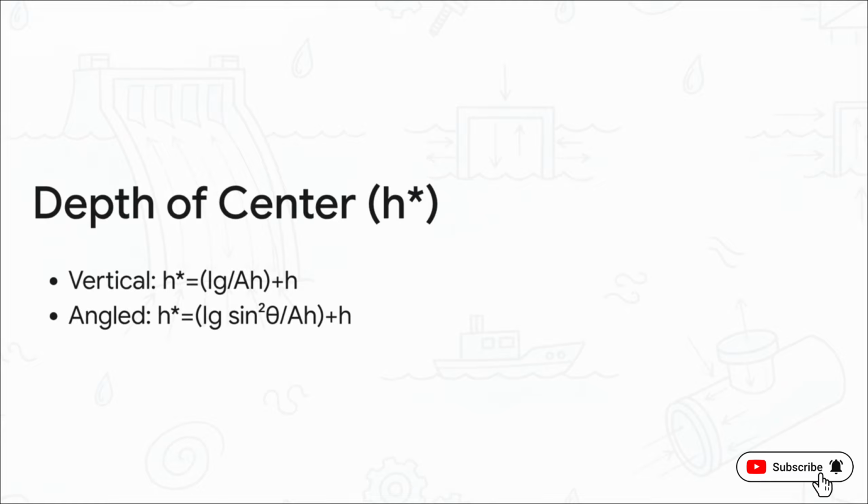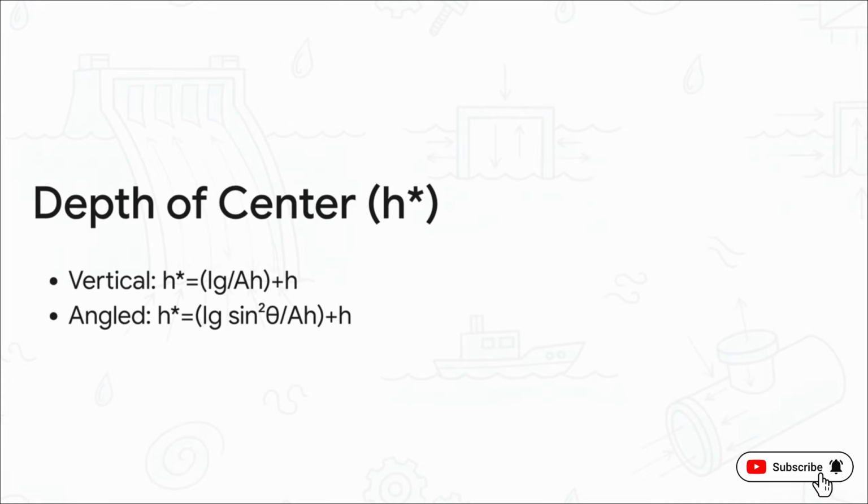To find that exact depth, engineers use these formulas. Now, don't let the math scare you off here. Let's just focus on what it tells us about the structure. Notice IG in those equations? That stands for the moment of inertia, which deals with exactly how the shape's area is distributed. The big takeaway here is that calculating H star requires knowing the shape of the wall, its angle, and its depth. But as a super handy shortcut, if you just have a simple flat vertical wall resting on the bottom, the center of pressure always hits exactly at 2/3 of the total depth of the water.